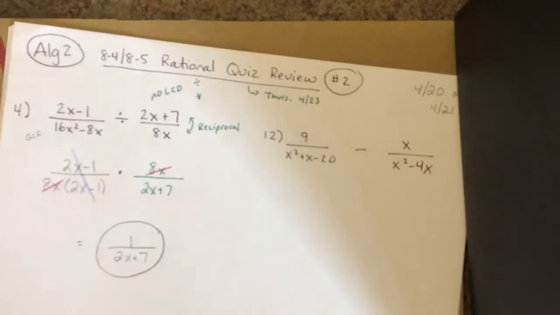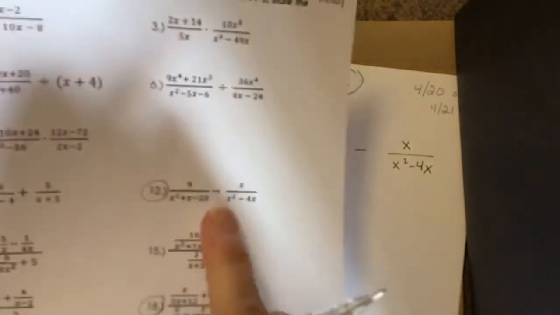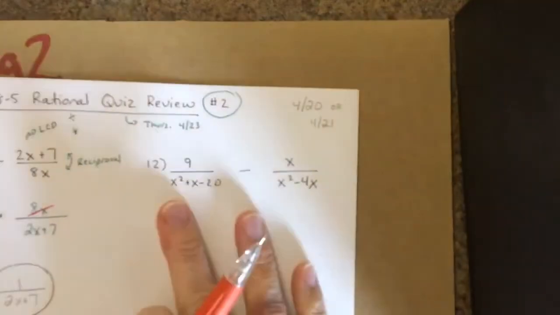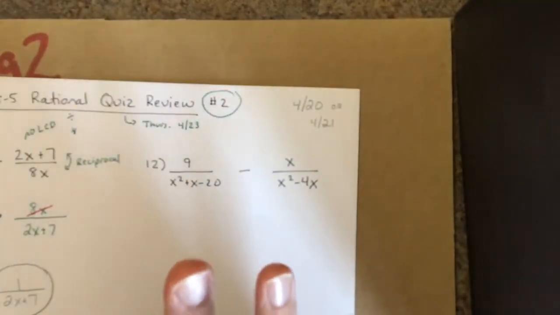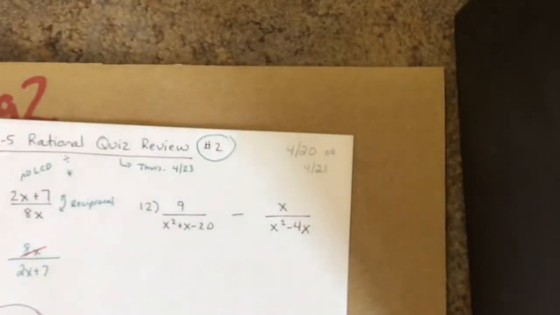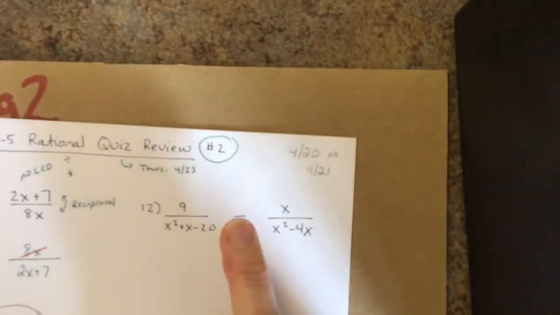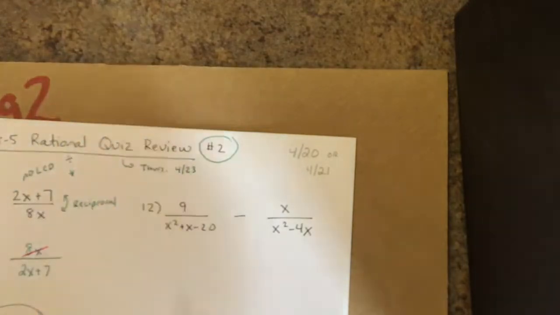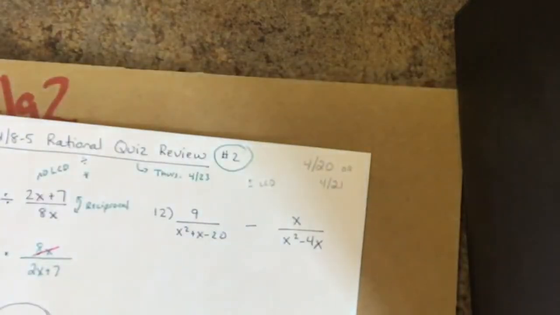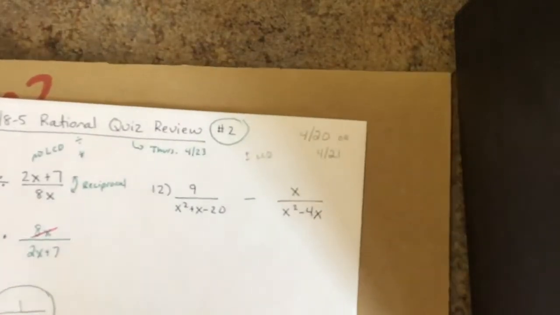Now we are also going to do number 12 on the worksheet. Again, you can do this along with me, or you can just watch and work on number 12 at another time. But we're going to do this one. This is a subtraction. It needs an LCD. When you add and you subtract, you need an LCD. And for complex fractions, you need an LCD.